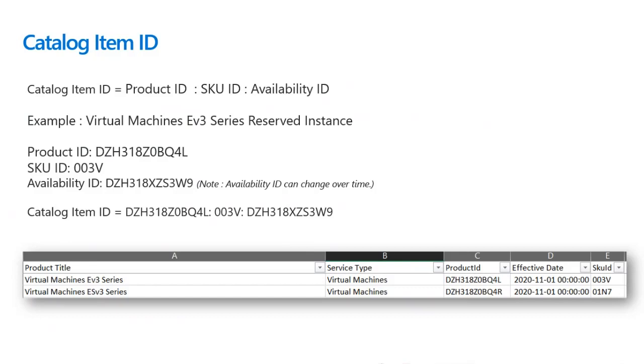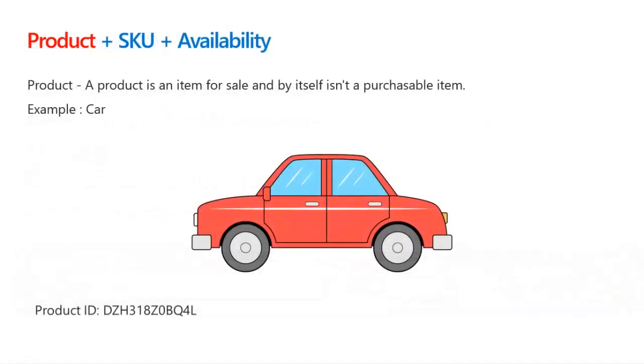And hence, the catalog item ID will look something like this. However, please note that the availability ID changes over time. This is how it shows up in the price list. As you can see, product ID and SKU ID are represented here. Now we saw how a combination of those IDs together make a catalog item ID.